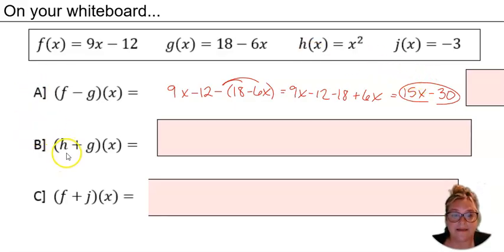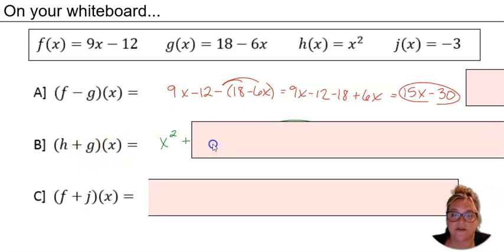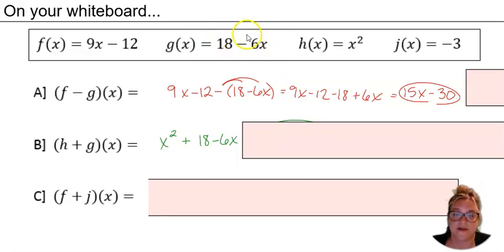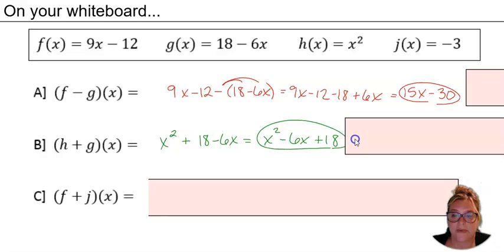In B, we're adding the function h to the function g in terms of x. So h of x is x squared. Then we're going to add to that the 18 minus 6x, which is g of x. Right? Because we're adding, we don't have to distribute anything over parentheses, and we combine like terms. Oh, there are no like terms, but we do need to put this in standard form. So x squared is our quadratic term, minus 6x for the linear term, and then plus our constant at the end.